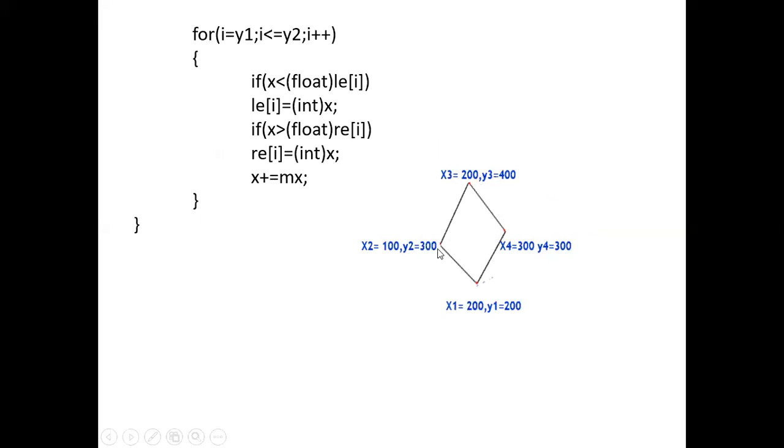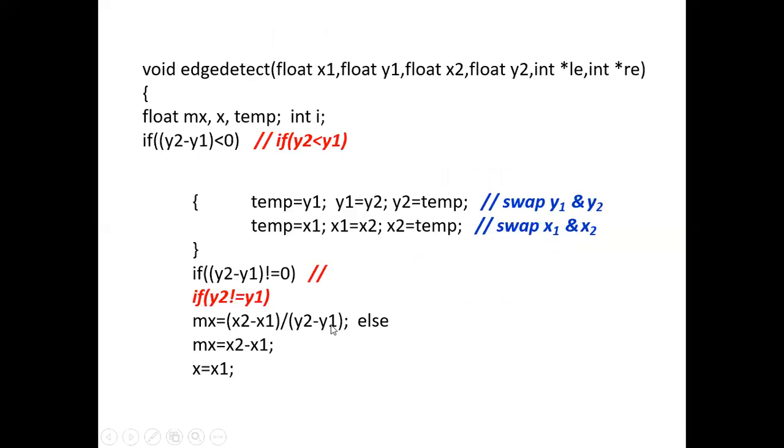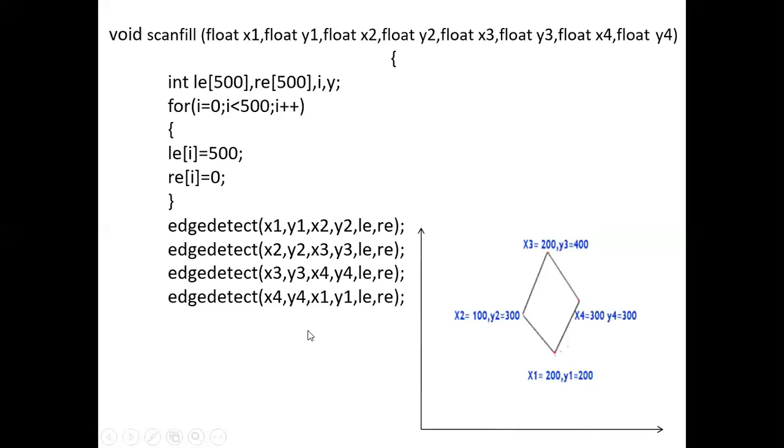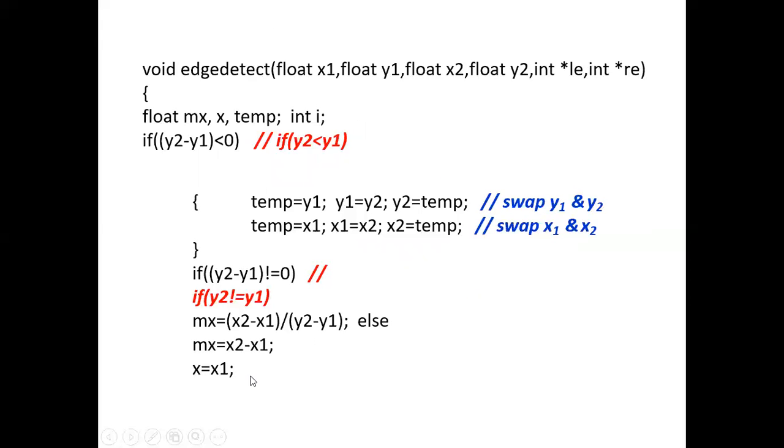So if at all I have a point where y1 is equal to y2, then I need to take care of only x, right? So I will just calculate x2 minus x1, right? Then I'll make the next point the current point. That means for this value, we got mx is equal to minus 1, right? So from the current point to 200, I have to find the next intersection point, which is 198, right? So I will make the x variable equal to x1.